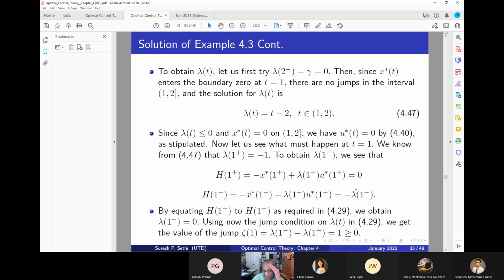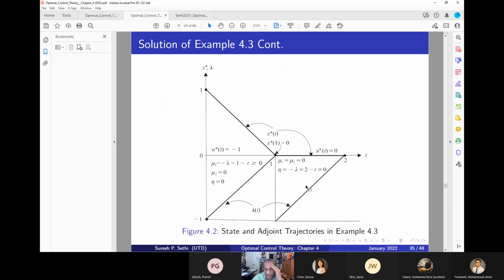So once lambda 1 minus is 0, we know the jump is equal to 1. Zeta 1 is the jump, which is equal to 1. Look at the picture, what happened. We started from here. We integrated lambda. We arrived here. We found what the value of lambda 1 was here, plus, lambda 1 plus. Then we put the Hamiltonian condition, and that tells us that lambda 1 minus is actually 0. So that's your jump.